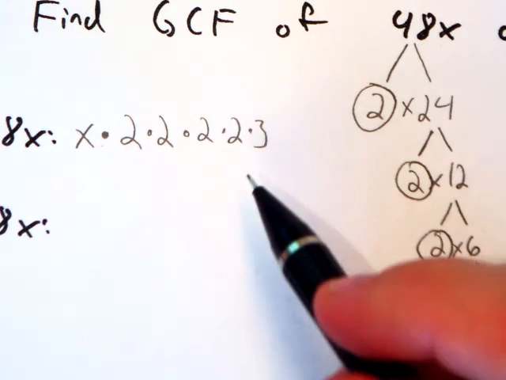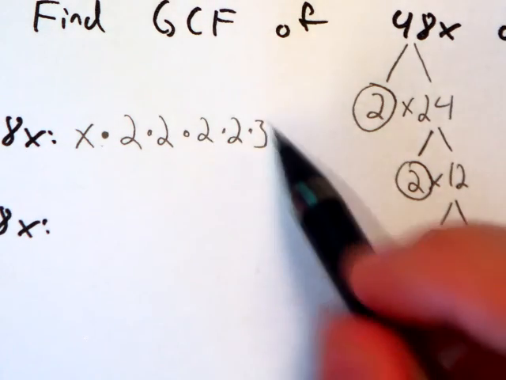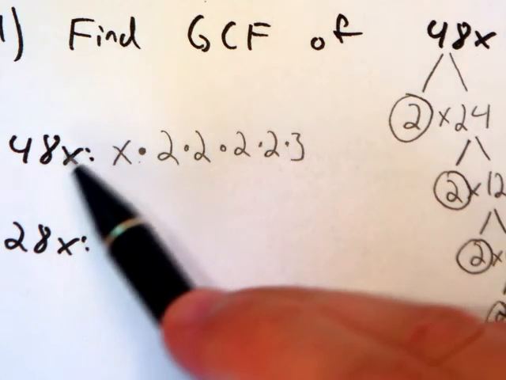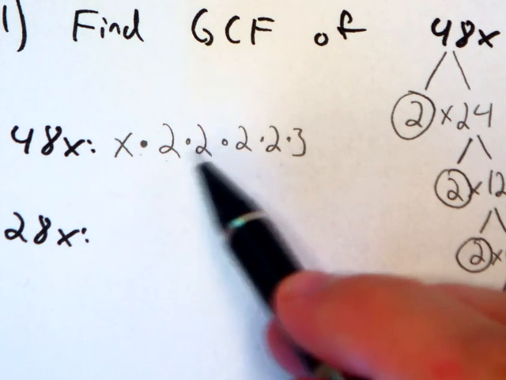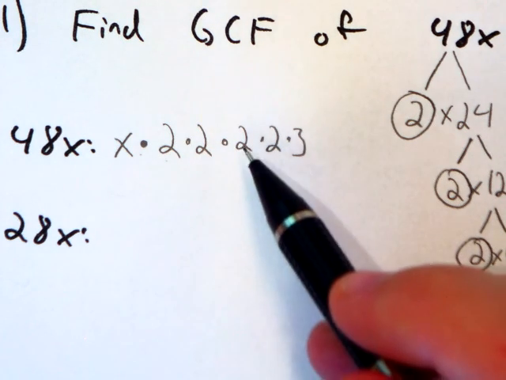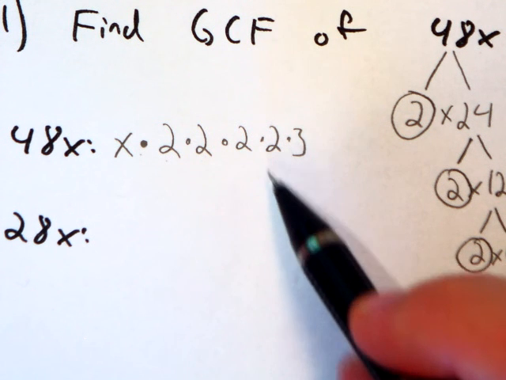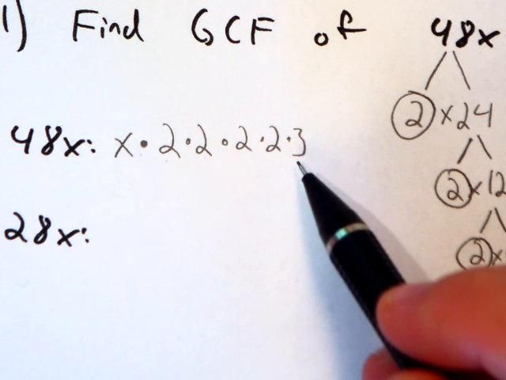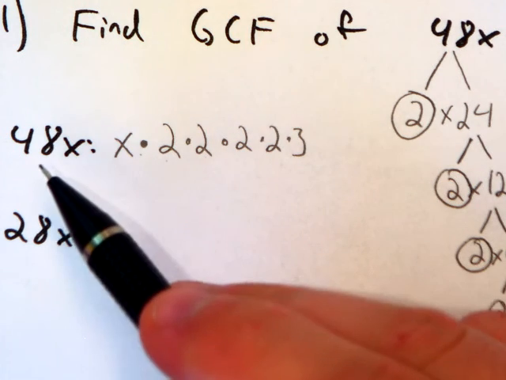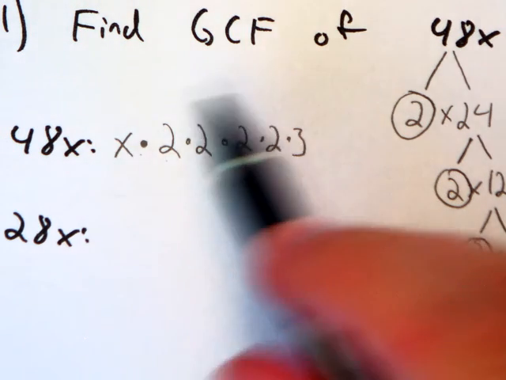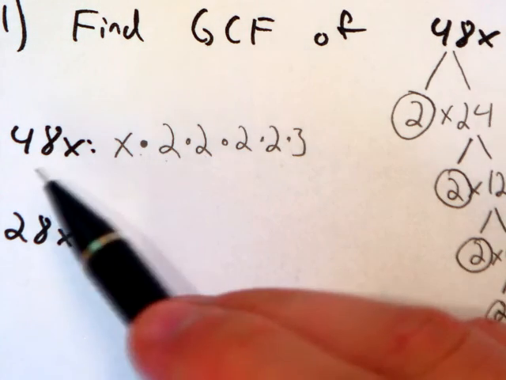Now, one way to check to make sure that I did this right is to multiply the numbers together. If I can get to 48, I know I did this correctly. So 2 times 2 is 4, times 2 is 8, times 2 is 16, and 16 times 3 is 48. 48 times x would be 48x. So this is the prime factorization for 48x.